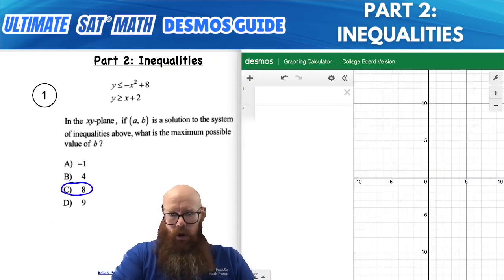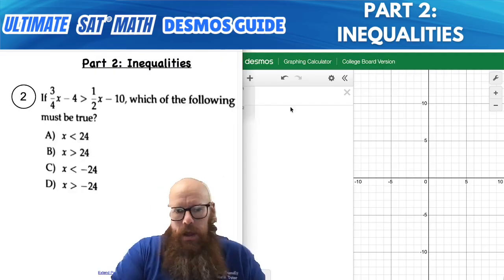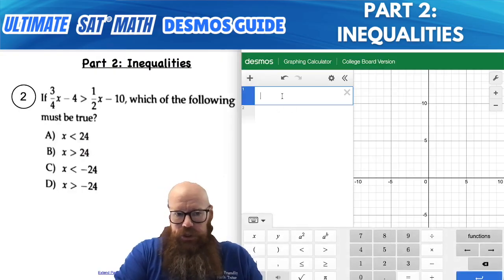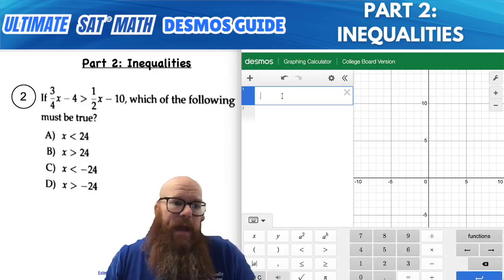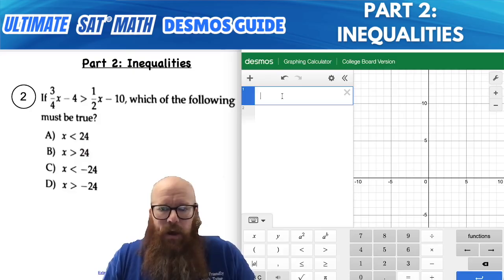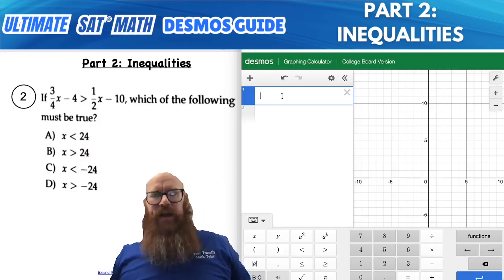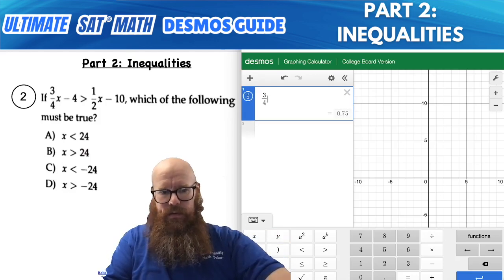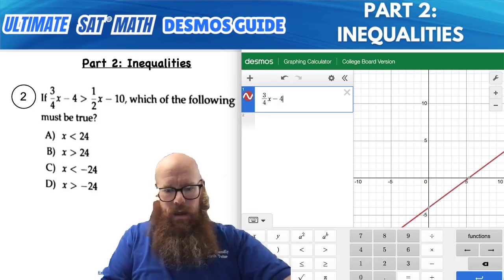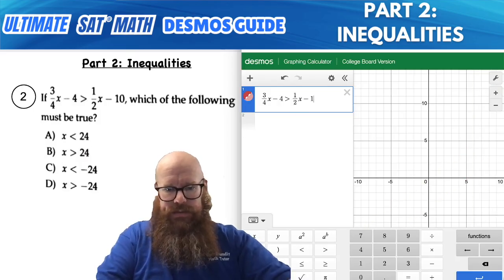All right, moving on to our other inequalities problem. This one just says which of the following must be true. Basically, if we did this by hand, we would just be getting x by itself. But it's easier, I think, to use Desmos because of all the fractions involved. So this one I am going to put in as is. And then greater than, and then 1/2 x minus 10.